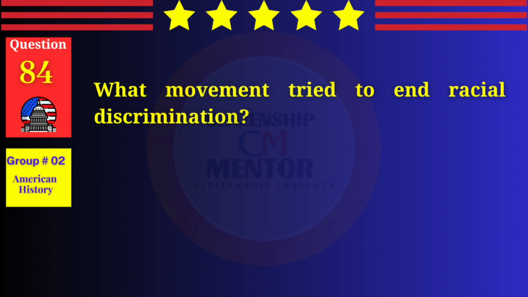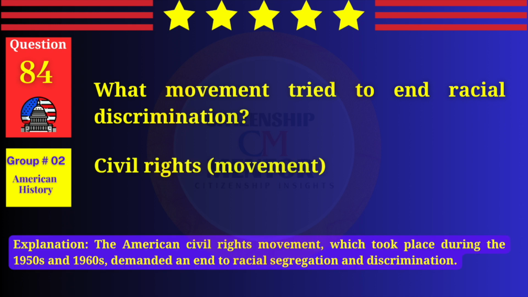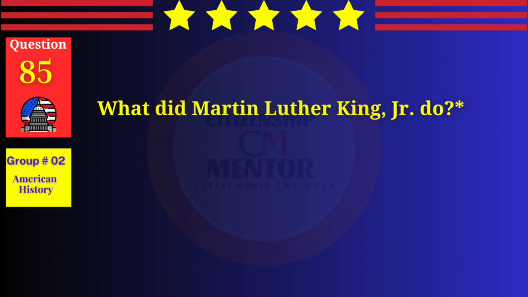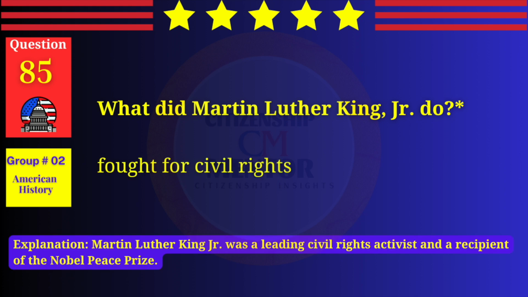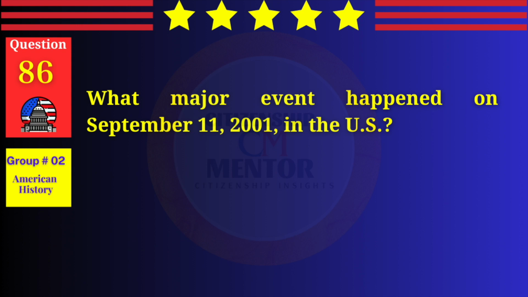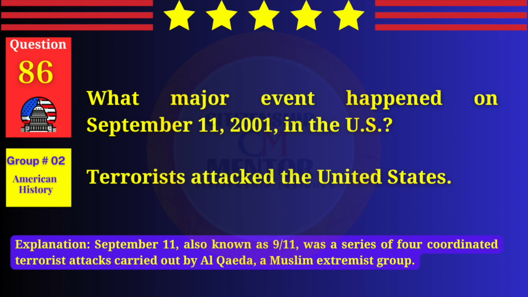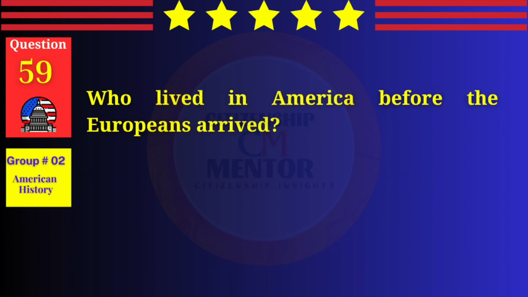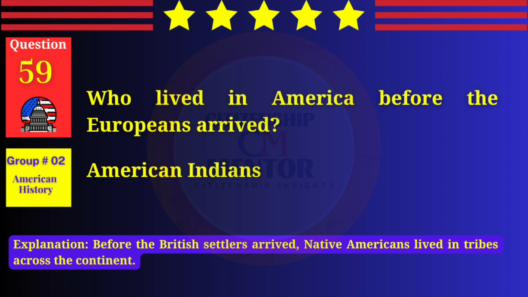What movement tried to end racial discrimination? Civil rights movement. What did Martin Luther King, Jr. do? Fought for civil rights. What major event happened on September 11, 2001, in the U.S.? Terrorists attacked the United States. Who lived in America before the Europeans arrived? American Indians.